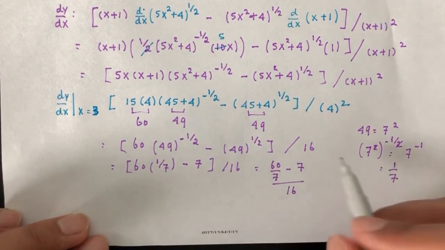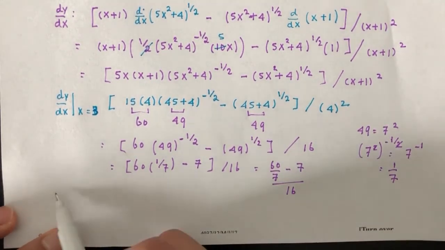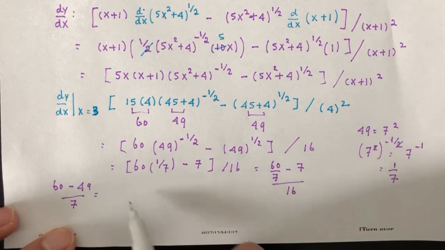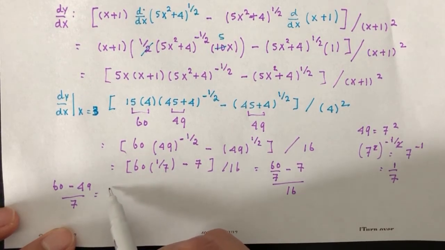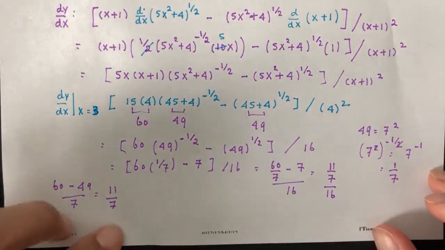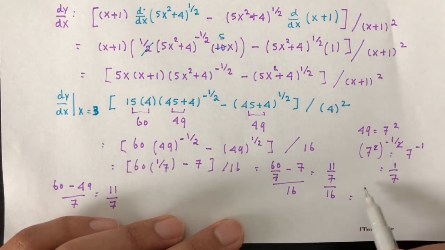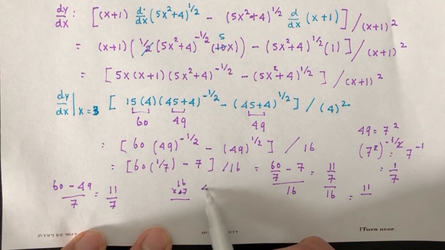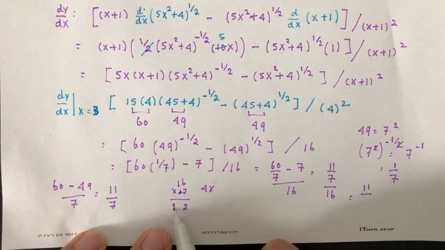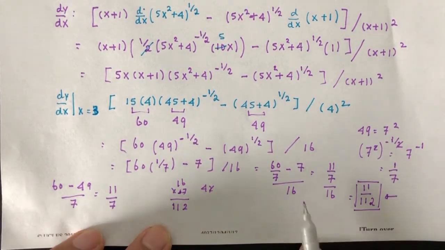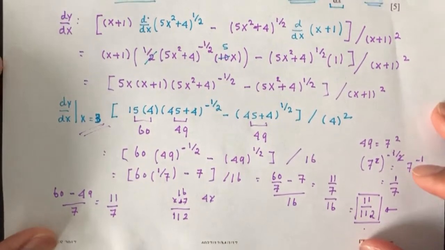So we can first simplify the top. We will have, let's do it over here, 60 minus 49 over 7. So what is 60 minus 49? That will be 11 over 7. So that becomes 11 over 7 divided by 16. And simplify this, you will have 11 over 7 times 16. What is the value of 7 times 16? So 16 times 7 is 112. So this will be 11 over 112. This will be your value of dy by dx when x equals 3. That is question number 2.